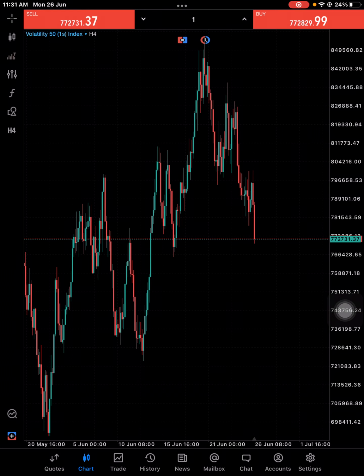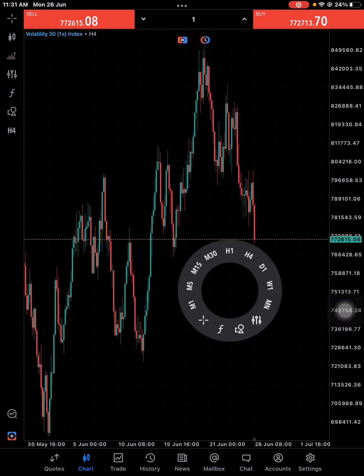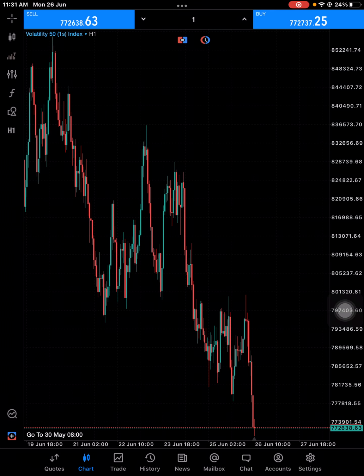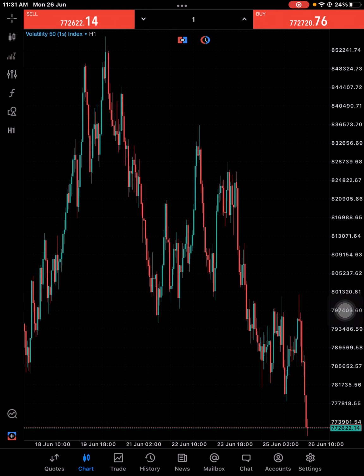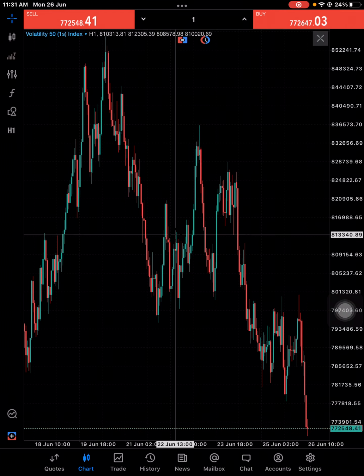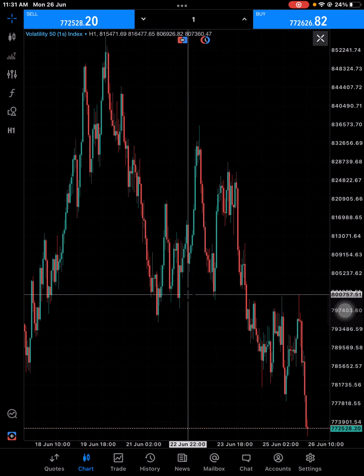Anybody that wants to sell should have sold when this candle wanted to start. If you go back to this, you see it here now. That already you have the market breakout from the zone. So you have this breakout here.